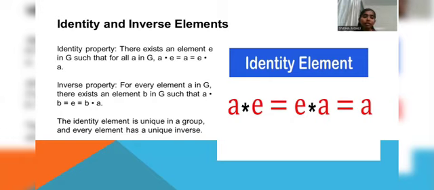Next up, we have the inverse property, which states for every element A in group G, there exists an element B in G, that is, in group G, such that A dot B is equal to E, which is also equal to B dot A. The identity element is unique in a group and every element has a unique inverse. That is, every element in the group has its own unique inverse.